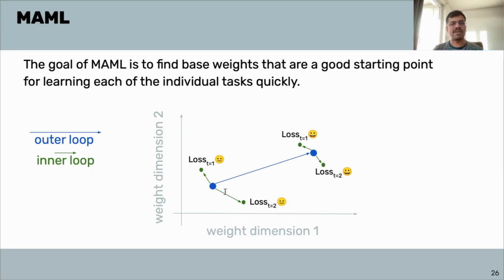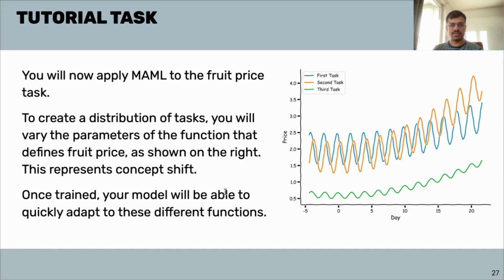So you will play with MAML in this tutorial. The way you will do that is we'll apply MAML to the fruit price task. So we'll create a couple of distributions. The function that defines the fruit price, which we created previously, will just vary the parameters to create different distributions, right? And this represents concept shift because on a particular day the output is changing. Also, the entire function is changing. So the function mapping the network has to learn is changing. So there are three different functions the network has to map onto, right?